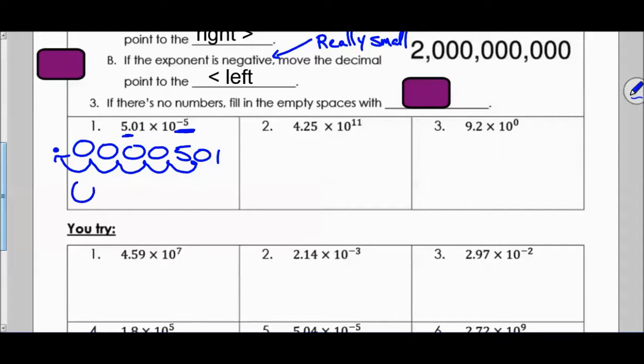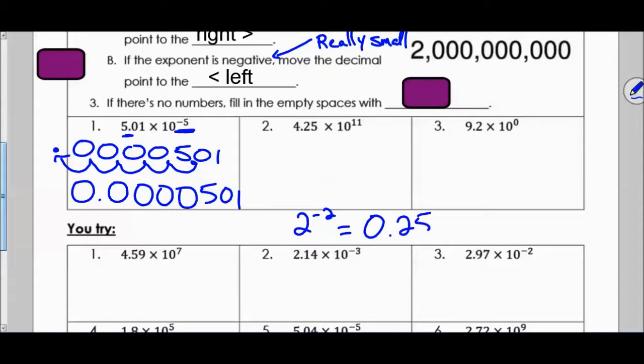So this number is really 0.0000501. It has 4 zeros. It's never going to be a negative number. It always just turns into a small number, just like when we had problems like 2 to the negative second. That turned into the decimal 0.25. It's just a small number. It's not a negative number. So we saw that we needed to replace any empty spaces with a 0. Anytime you need to move the decimal place to a place where there are no numbers, you need to fill that in with zeros.